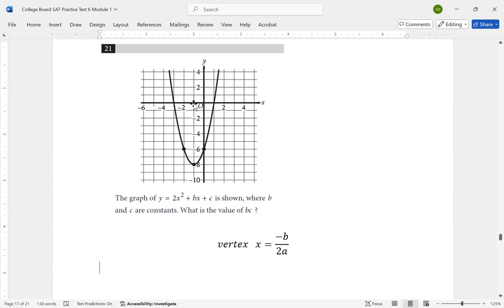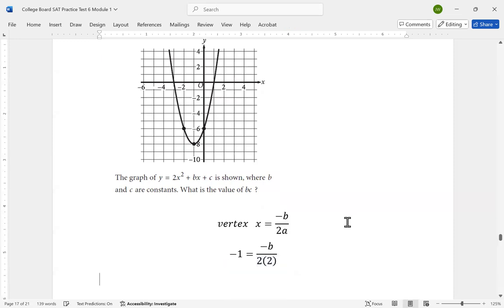Notice that we can clearly see the vertex has X value of -1 and Y value of 8. The vertex is the lowest point on this graph at -1, 8. That means that the value of X can be replaced with a -1. We know that A is 2 in this scenario. And this allows me to solve for B.